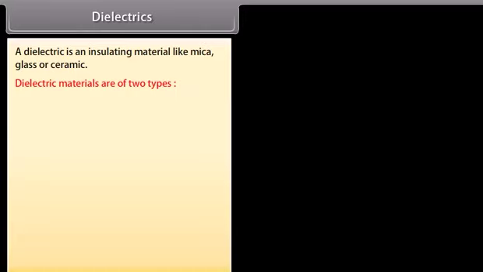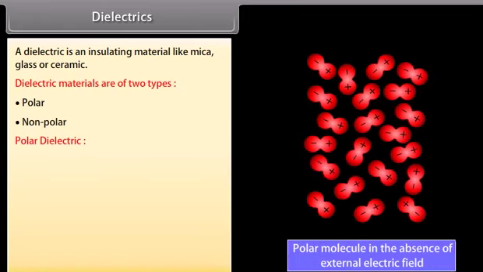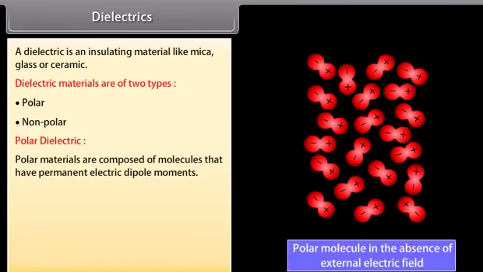Dielectrics. A dielectric is an insulating material like mica, glass, or ceramic. Dielectric materials are of two types: polar and non-polar. Polar dielectric. Polar materials are composed of molecules that have permanent electric dipole moments.